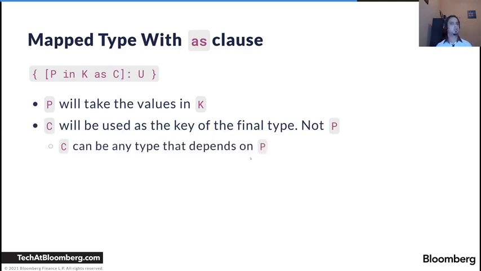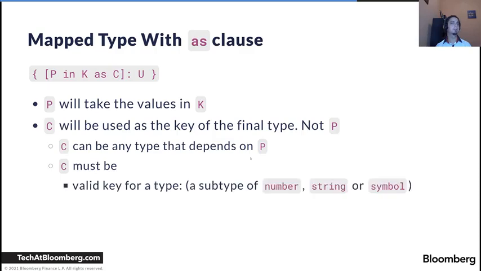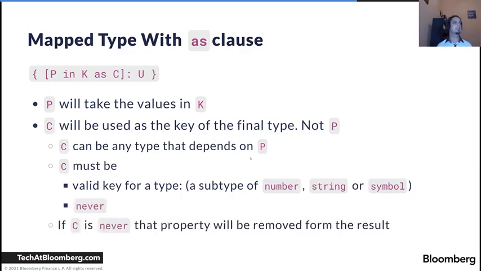C can be any expression that depends on P, but C must end up being a valid type for a key, so it must be a subset of number, string, or symbol, or it can be the never type, in which case that key is going to be removed from the result. Now C is usually going to be a conditional type because that's the whole point of C, to include or exclude some keys, or it might be a string literal type, which we're going to see a little bit later.